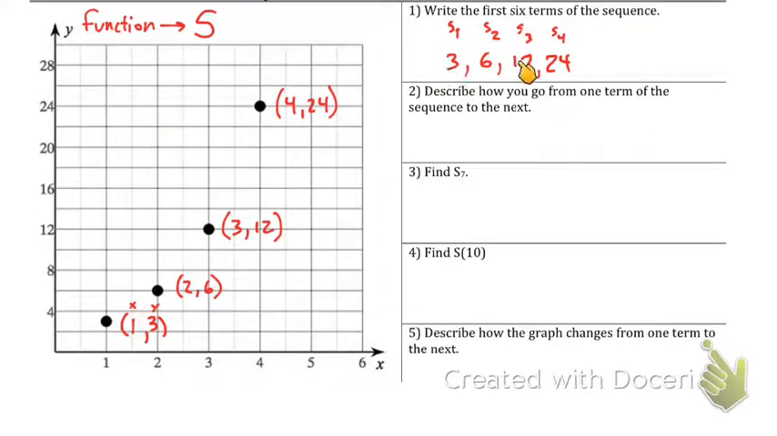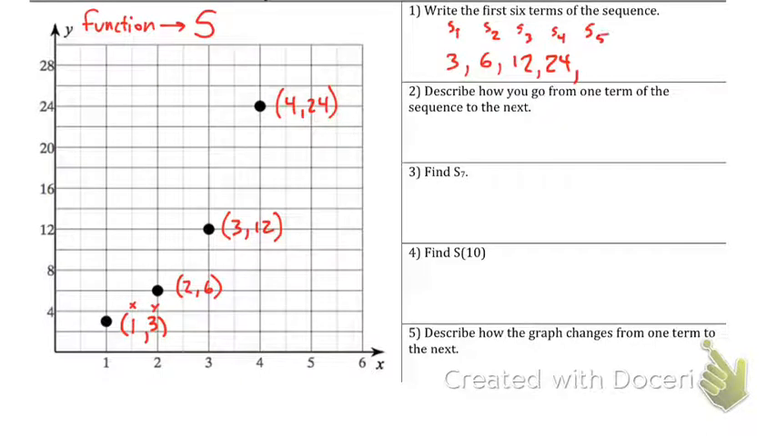Okay, and these first four terms we got from our point in the y value. And this is just the way we notate them. So the first term in sequence S is 3. The third term in function S is 12. The fourth term in function S is 24. Okay? What we want to find is the sixth term.